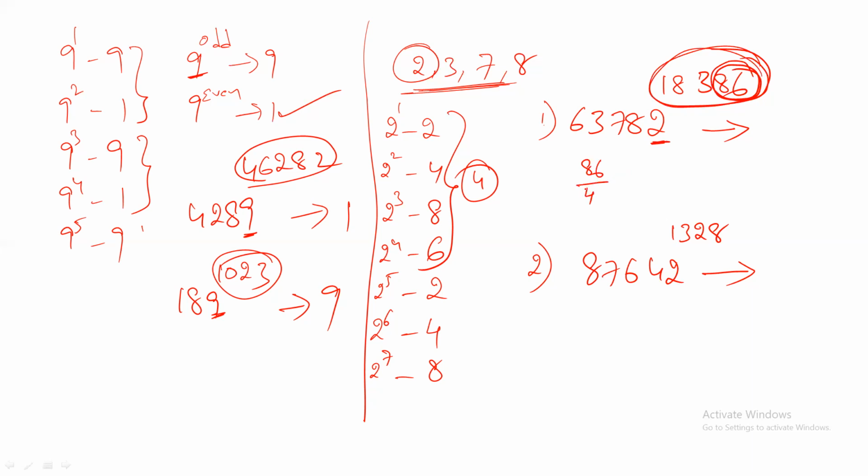Why are we dividing by 4? The reason is that after 4 numbers the cycle gets repeated, right? That's the reason we are dividing by 4. Now you need to check what the remainder will be. That's it. This is the first step: take the last two numbers from the power, divide by 4, and calculate the remainder.